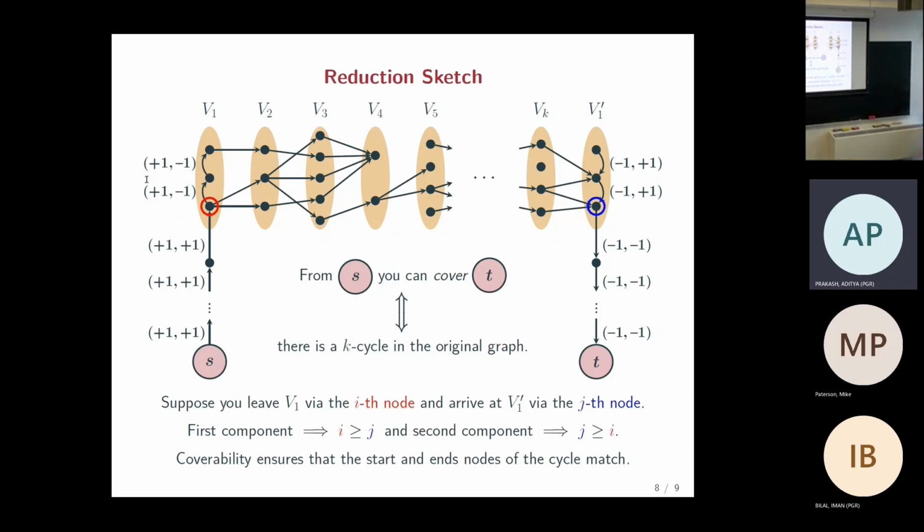And so the first component ensures that effectively the red circle is at least as high up in node ID as the blue, and vice versa for the second component. And so the two together, which is why I have 2 sets of weights, give you equality. They say you leave V1 and arrive at V1 prime, so the start and the end are the same. So if I was to then wrap it back into the circle-layered graph, I know that there is a cycle starting and ending at that node in V1 originally.